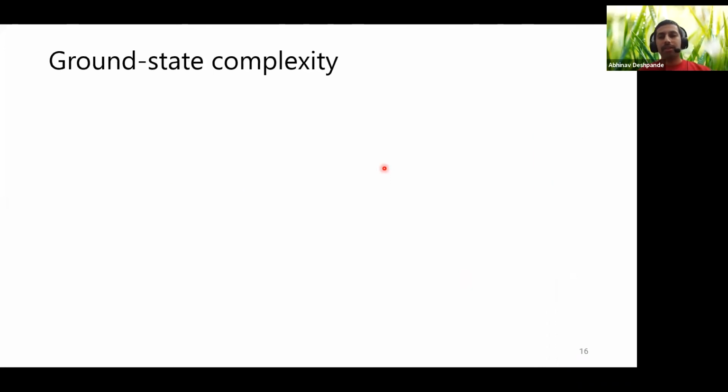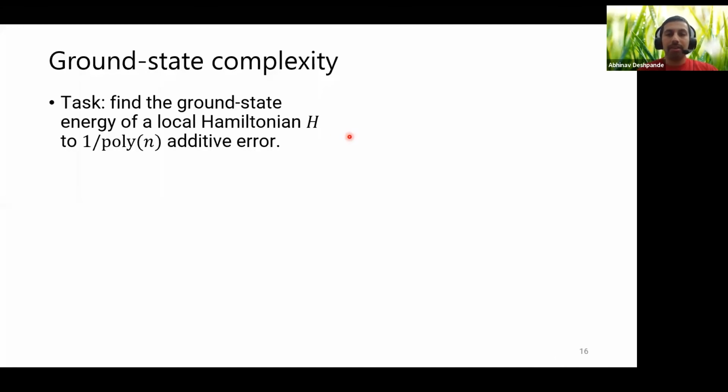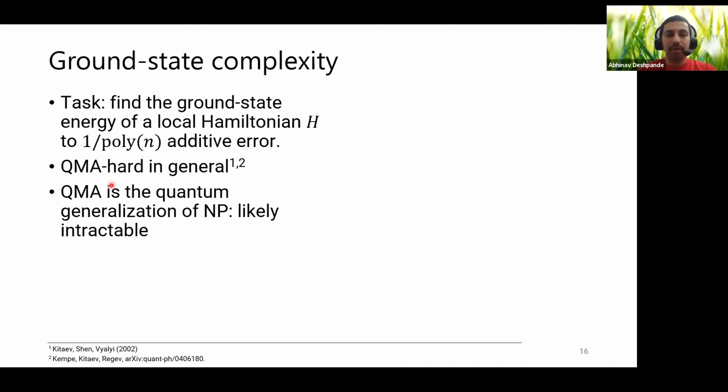Now there's an entire field of study called Hamiltonian complexity that studies the complexity of ground states. One canonical problem in this field is the so-called local Hamiltonian problem, where we have some local Hamiltonian H, and we want to find the ground state energy of this to say inverse polynomial additive error. Kitaev showed that this problem was QMA hard in general. And what's QMA? It's a quantum generalization of NP. So this means that it's likely intractable even for quantum computers.